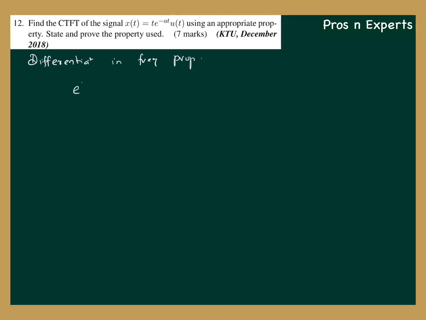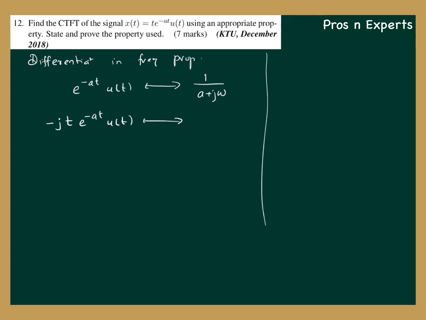What you know is e raised to minus at u of t will have a Fourier transform 1 by a plus j omega. This is a standard result. You might be knowing that. Okay. Now, what is the Fourier transform of minus j into t e raised to minus at u of t? That's why you have to use the differentiation in frequency property, because it says that if x of t and X of j omega are Fourier transform pairs, then minus j into t into x of t will have a Fourier transform, which is nothing but d by d omega of X of omega.